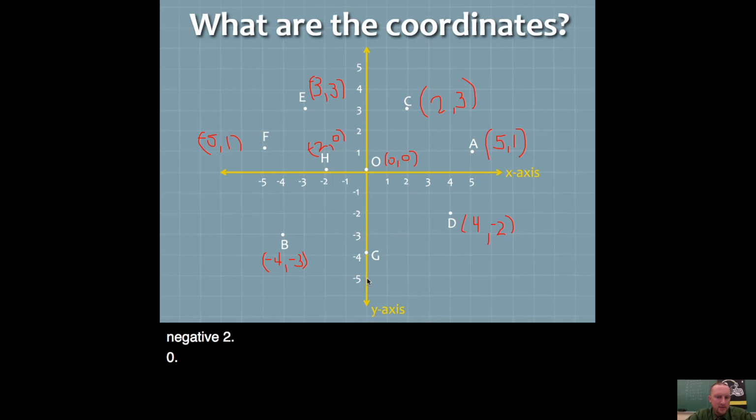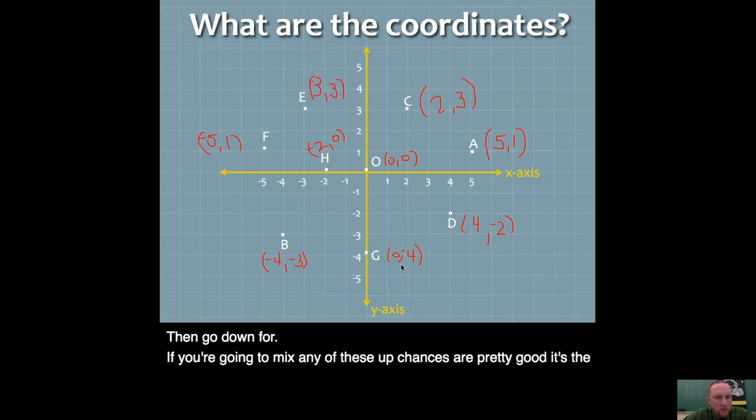G lives on the y-axis. So it's not in a quadrant either. Let's move left or right first from the origin. You don't have to move at all. So it's a 0. Then go down 4. If you're going to mix any of these up, chances are pretty good it's the coordinates for these points.